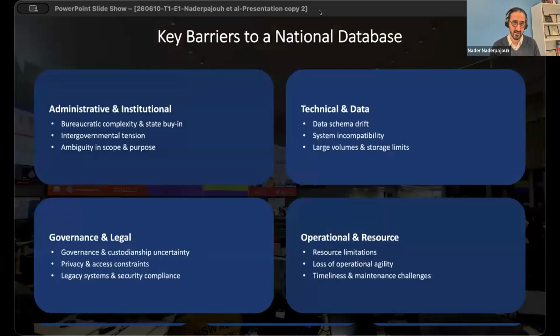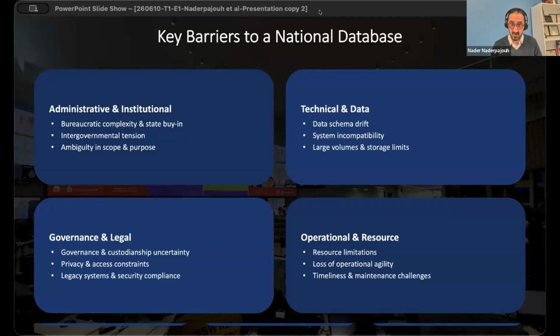So these are the benefits of the national database, but there are key barriers to this national database. You can see on the top right of the slides the technical and data barriers, which is, for example, the data schema that we set up, for example, the vocabulary and the standard, might drift throughout the years, and how would that result in drifting towards different directions for different jurisdictions? System incompatibility and large volume and storage limits of the data.